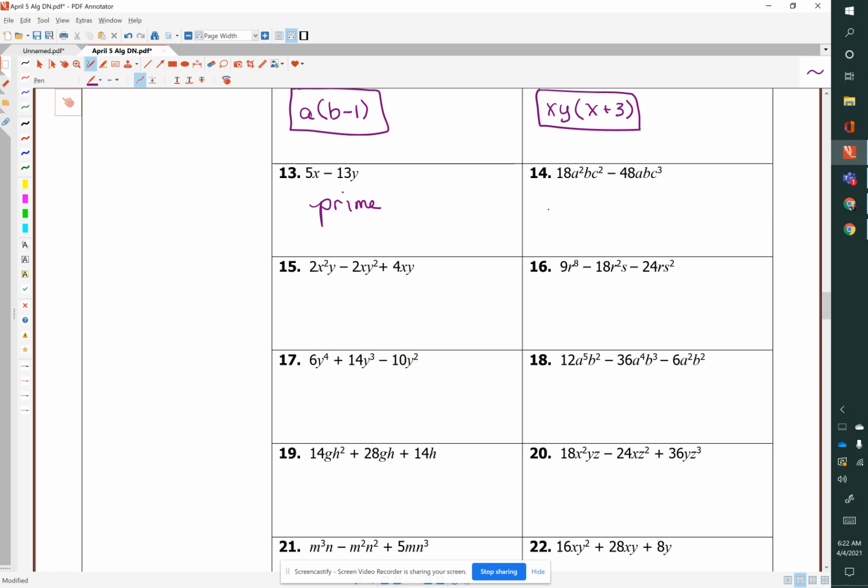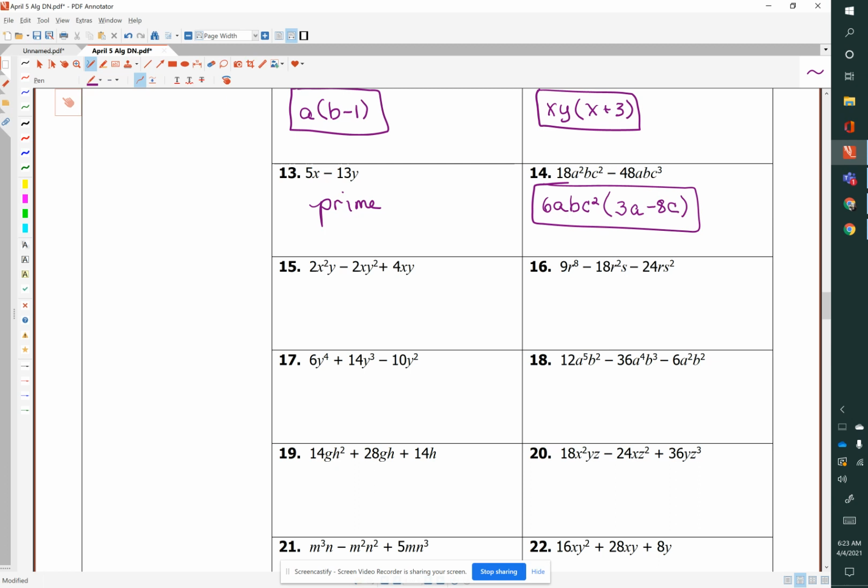So number 14, 18x squared bc squared minus 48abc to the third power. So 18 and 48 are divisible by 6. And we can pull out an a, b, and a c squared. Our smallest exponent is a 2. And that leaves 18 divided by 6 is 3. We've pulled out 1a, we've pulled out the b and c squared, so that leaves an a minus 48 divided by 6 is 8. And that just leaves a c, and that is our fully factored expression.